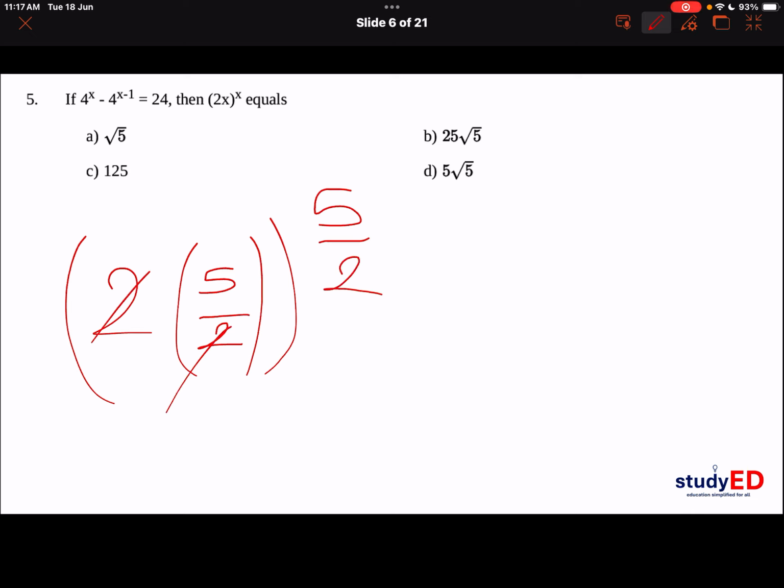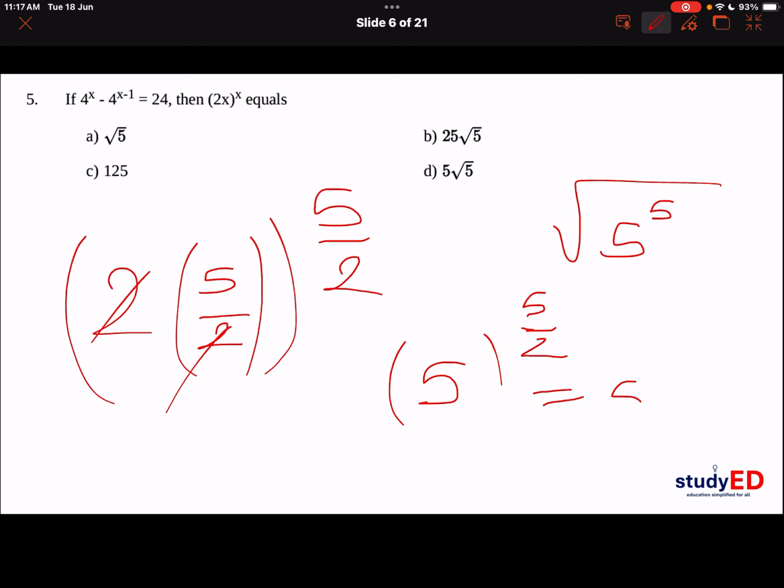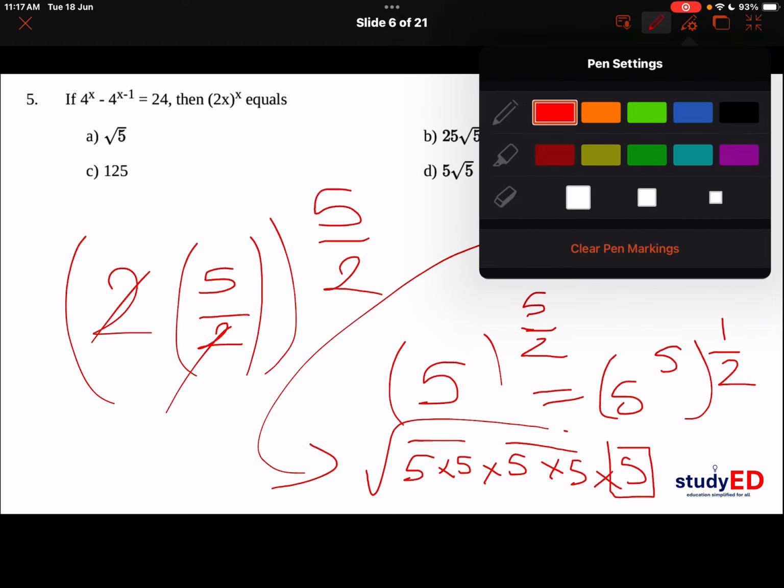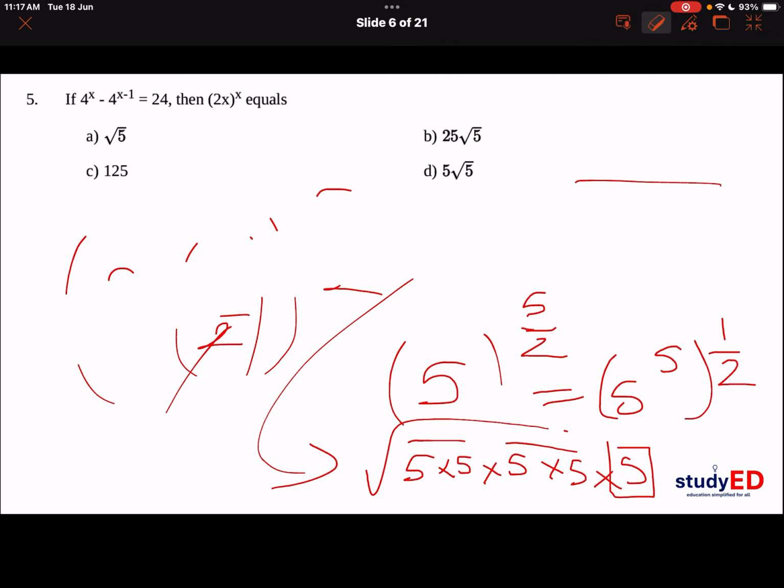We can cancel this out. 5 to the power 5 upon 2. So out of this, we can express it as 5 to the power 5 times 1 by 2. Since you have 5 terms, it's nothing but 5 times 5 times 5 times 5 times 5. You only have one 5 left inside the root, so you're taking out both the 5s, since you can directly square root that.